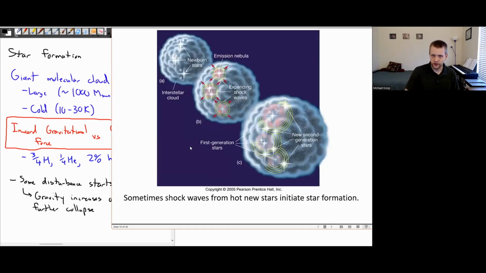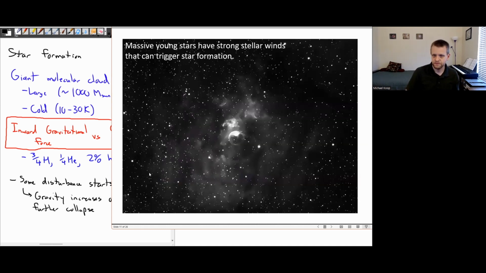Under the right conditions, when these expanding shock waves hit one of these giant molecular clouds, you can get those shock waves starting that initial compression of this gas, and then again, gravity will take over and continue that collapse and be ready to form some stars. So again, this is another one. Massive young stars have strong stellar winds, and that also can trigger some star formation to happen.